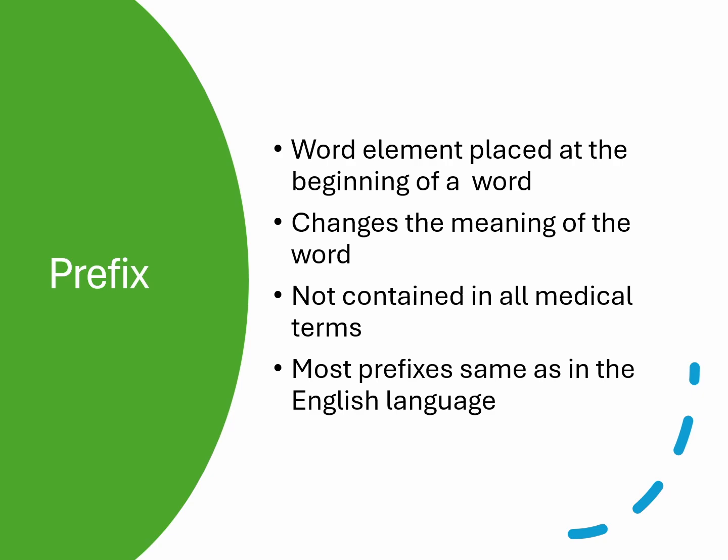A prefix is a word element placed at the beginning of a word. It changes the meaning of the root word. Very important to remember that not all medical terms have prefixes. So if you don't see one, that's okay. The good news is most medical prefixes are the same prefixes you already know in English. For example, pre means before, post means after, anti means against. So you're not starting from zero. You're just building on knowledge you already have.